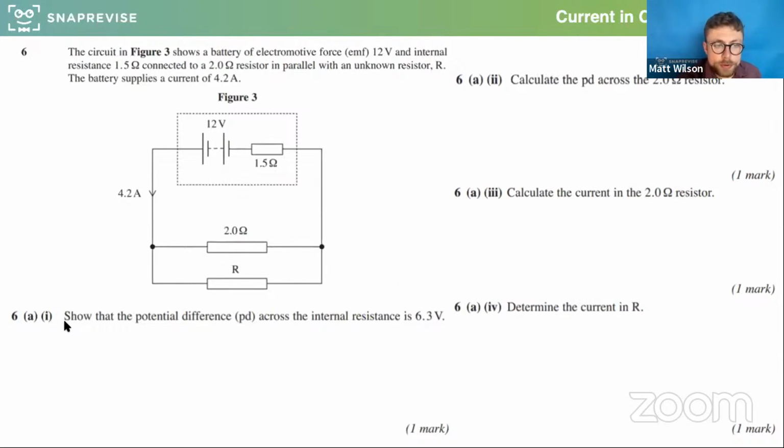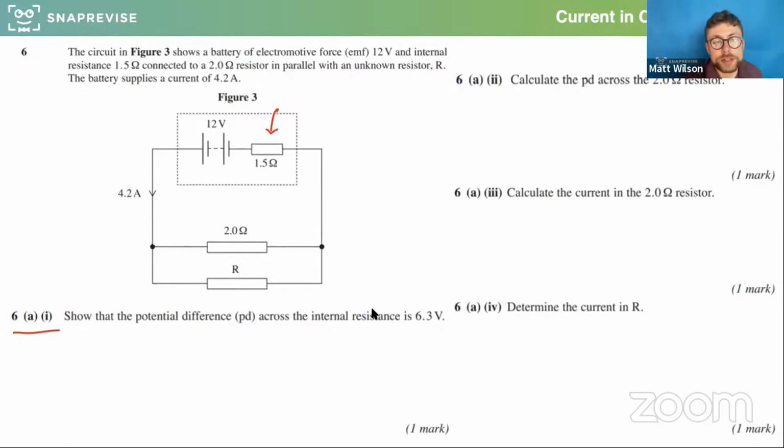Well, first question, 6AI. Show that the potential difference across the internal resistance is 6.3 volts. Just be aware, we do not care about the whole story of internal resistances here. As far as we're concerned for this question, it's just some resistor in a circuit, and that's all we need to know. So show the potential difference across the internal resistance, by which they just mean this one here, is 6.3 volts.